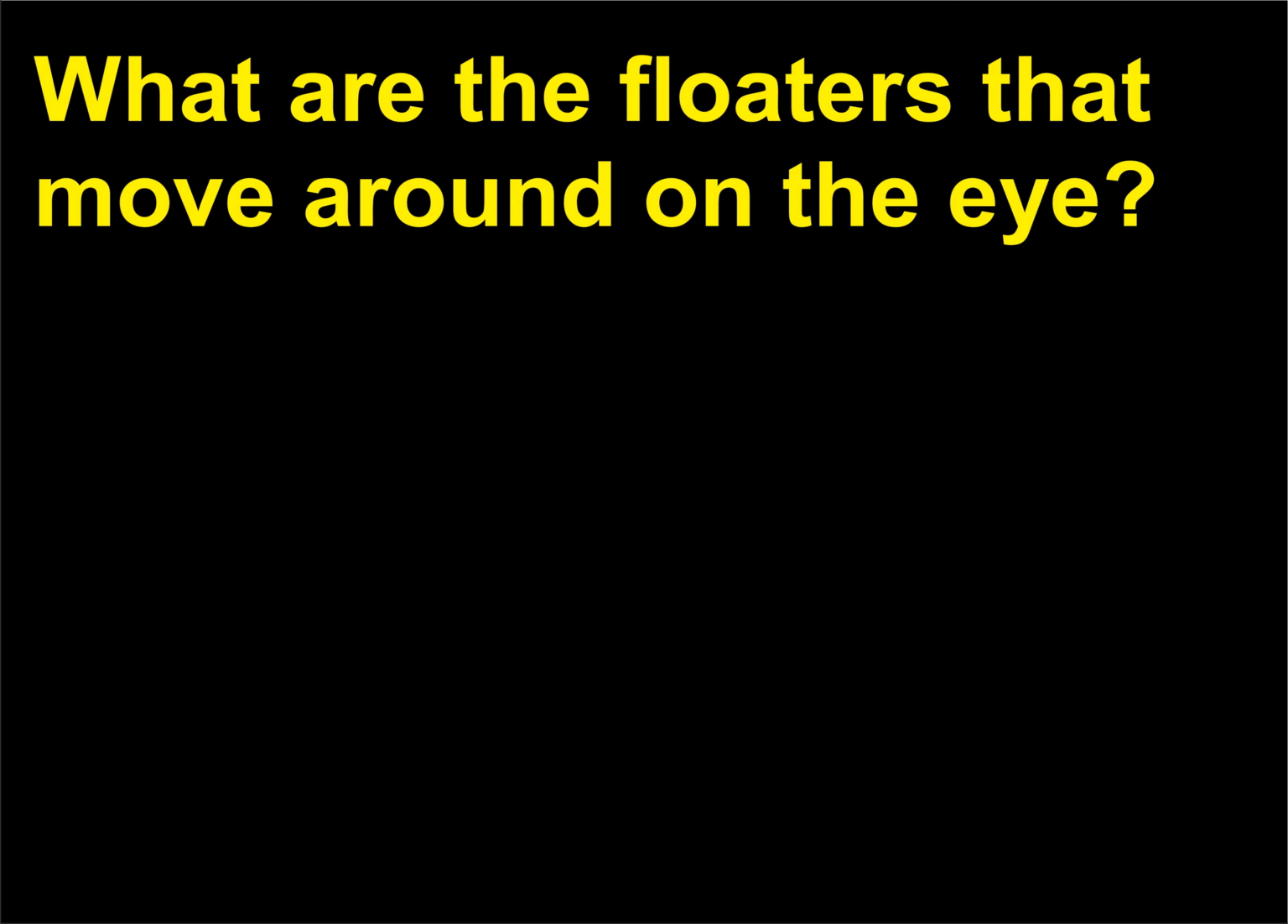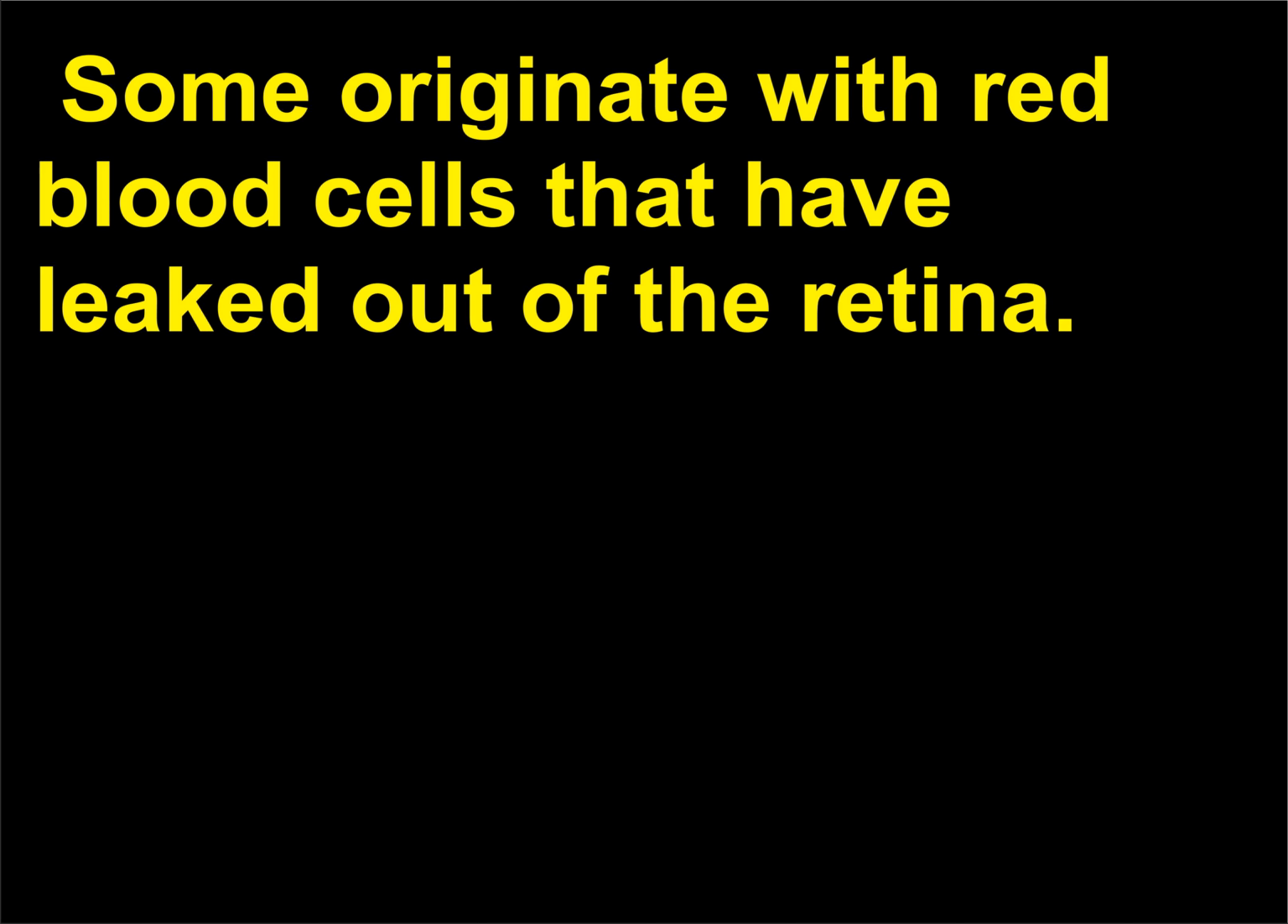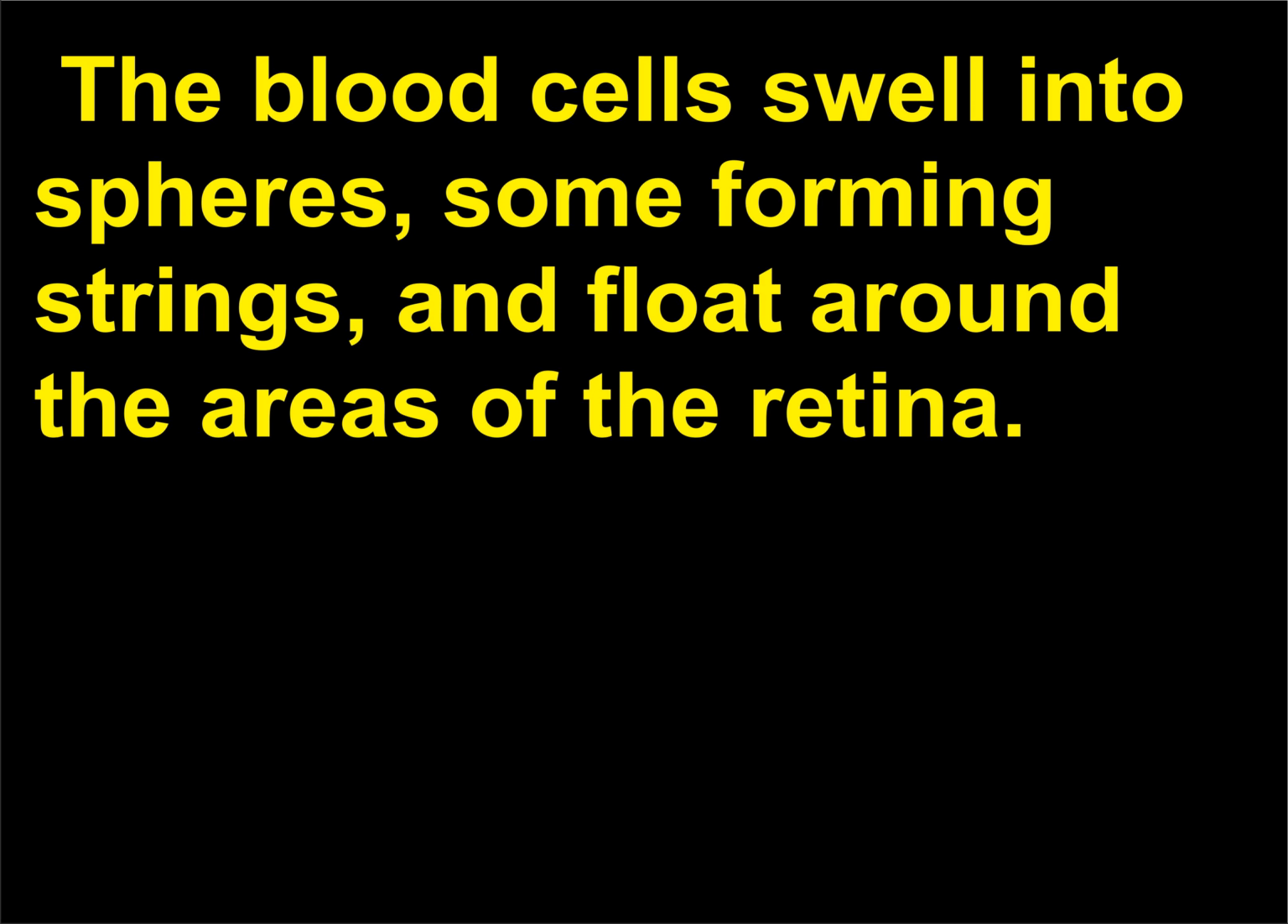What are the floaters that move around on the eye? Floaters are semi-transparent specks perceived to be floating in the field of vision. Some originate with red blood cells that have leaked out of the retina. The blood cells swell into spheres, some forming strings, and float around the areas of the retina.